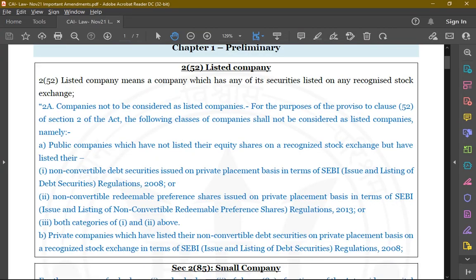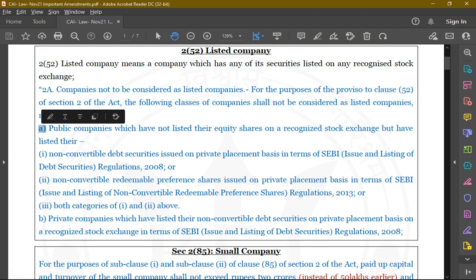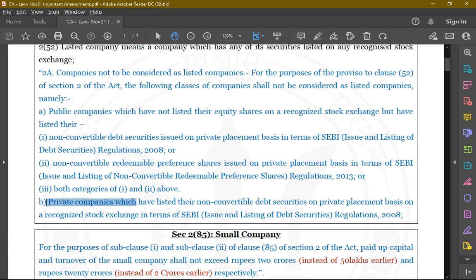So it says that listed company means a company which has any of its securities listed on any recognized stock exchange. Section 2A further says that companies not to be considered as listed companies for this proviso of section 2 subsection 52. That means the following classes of companies shall not be considered as listed companies. So total there are A point and B point.